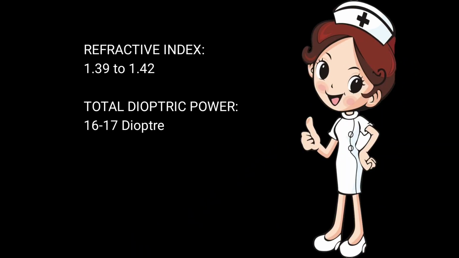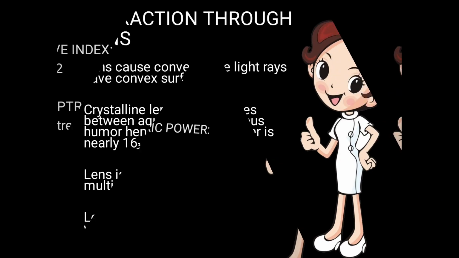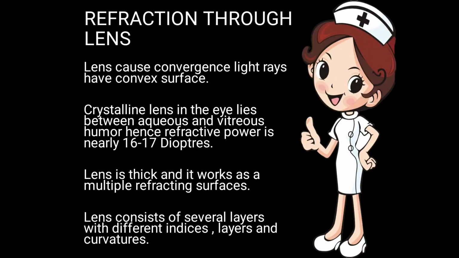Next, total dioptric power. The dioptric power is 16 to 17 diopters. Refraction through the lens: how the refraction, meaning the bending of light, takes place through the lens, and how it can form the rays on the retina and form a clear image on the retina. Lens causes convergence of light rays and has a convex surface. As we all know the lens has a convex surface, so it can cause the convergence of light rays.